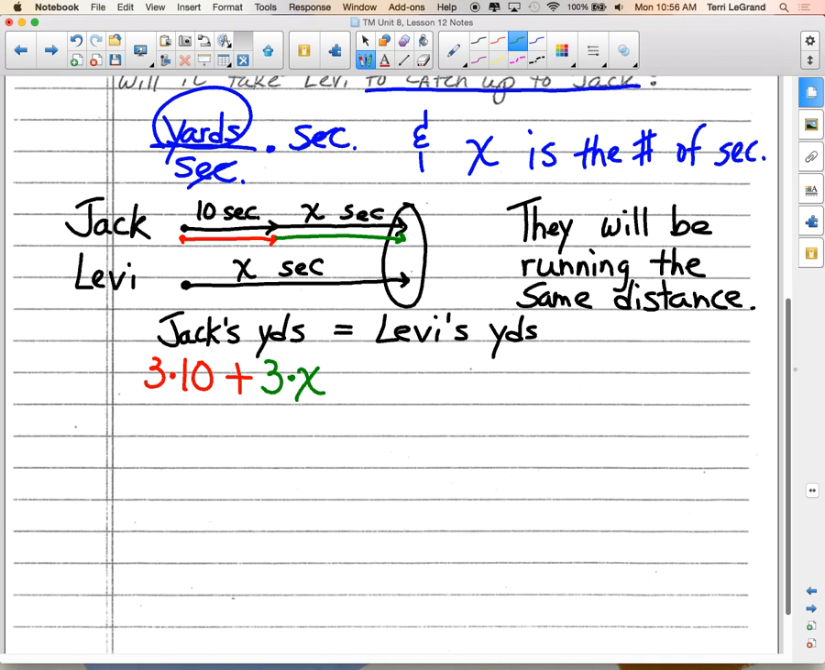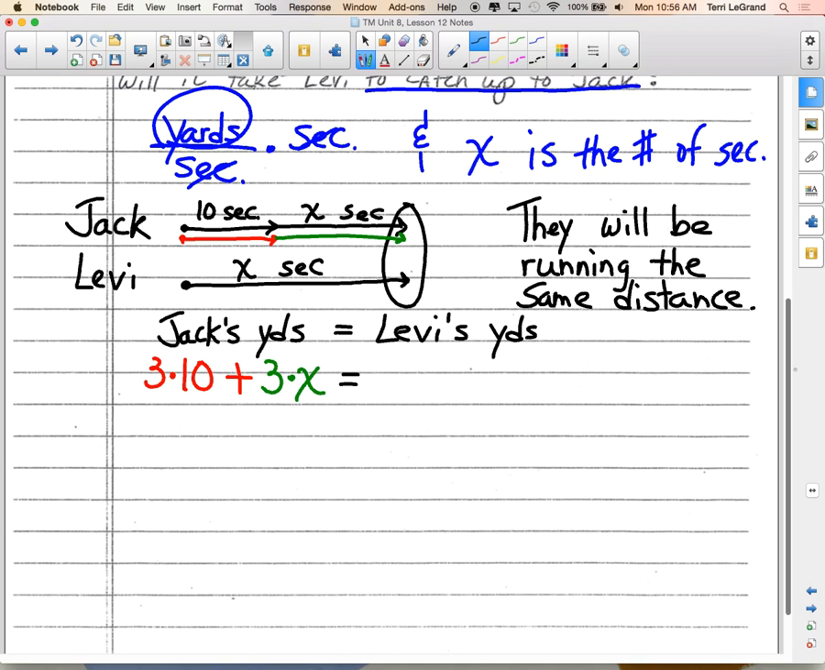So the first part, we know how fast he's running. He's running for 10 seconds. The second part of his running, we don't know how long it took for Levi to catch up, but we know that he's still running 3 yards per second. And now we can set it equal to how far Levi has to run. So again, if you take the rate times the number of seconds, you get the distance.